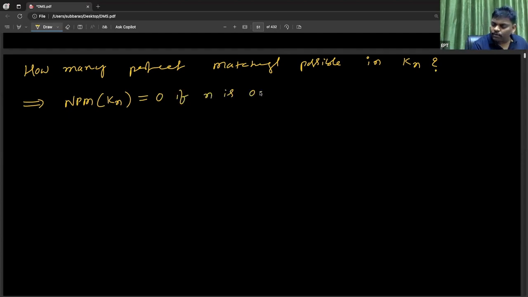Is it okay? How many perfect matchings possible? How many perfect matchings possible in Kn? Right? Number of perfect matchings possible in Kn is equal to 0 if n is odd. Are you okay with this? Are you okay with this?